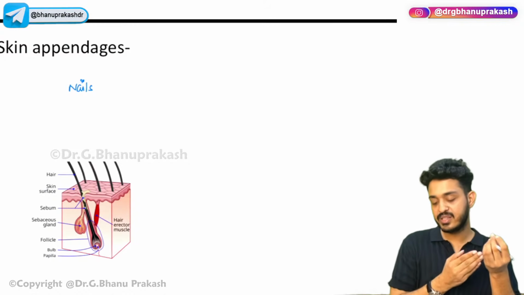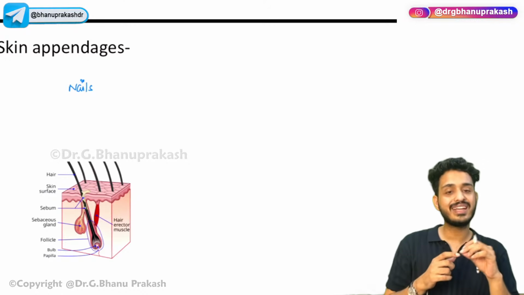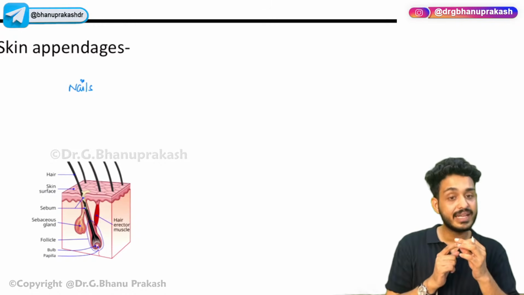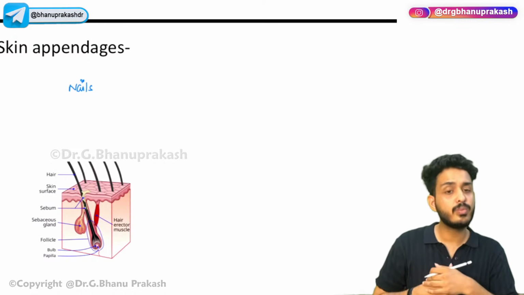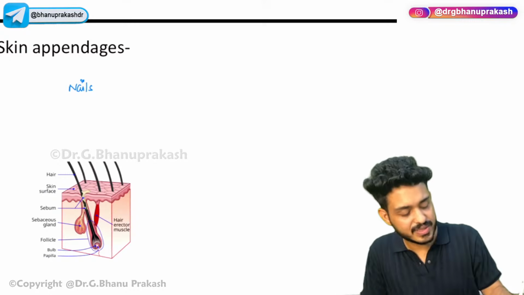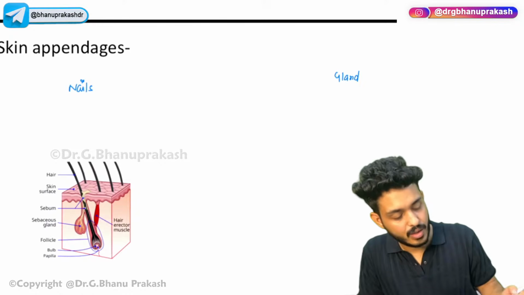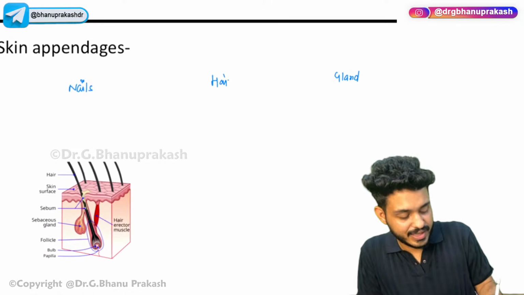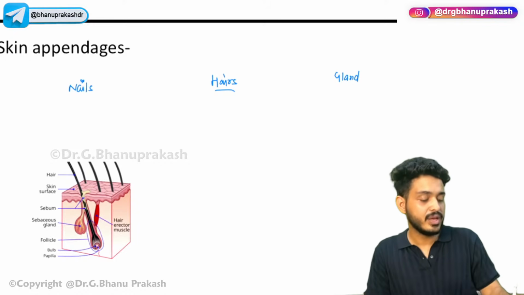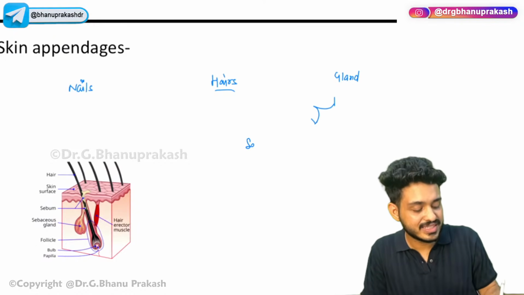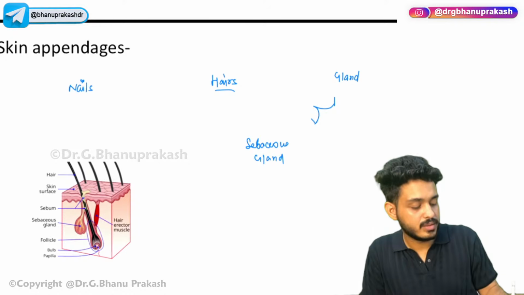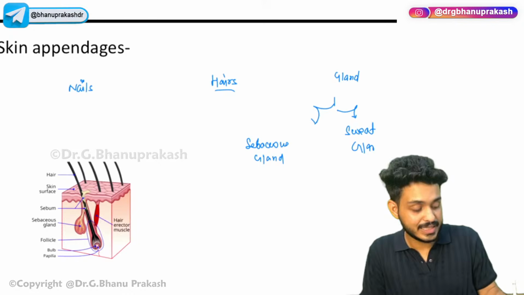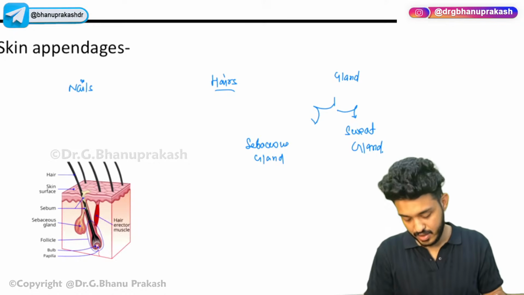What are skin appendages? Those structures which are attached to the skin. For example, we are having nails, we are having hairs, or we are having certain glands present in your body. We are having two types of gland. One is sebaceous gland, one is sweat gland.